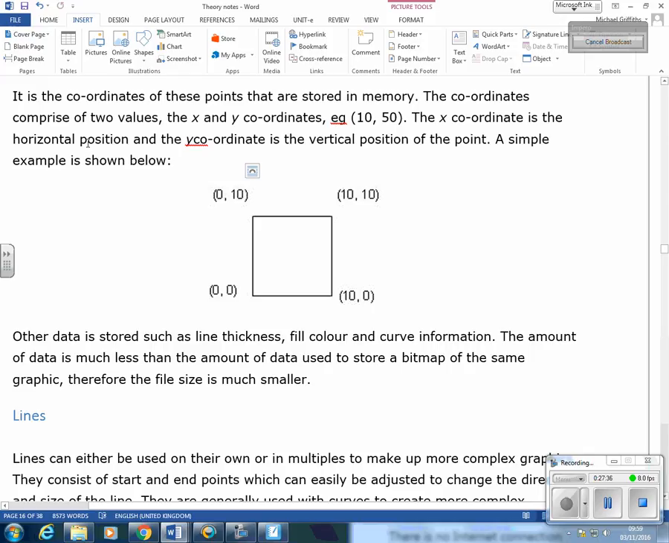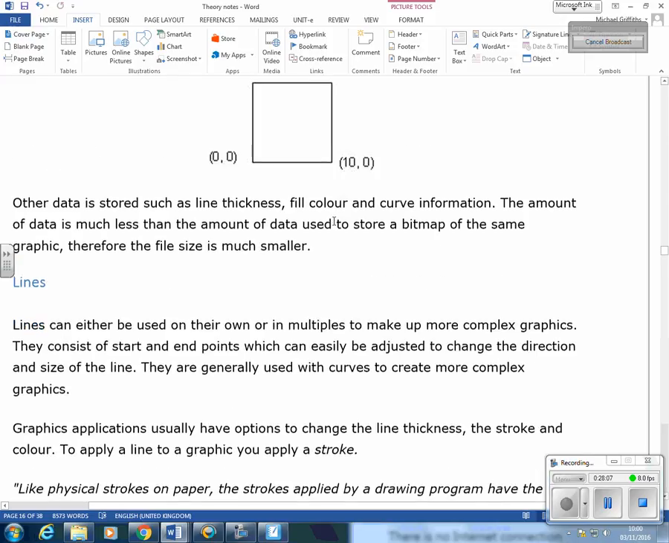Coordinates, are you all happy with coordinates? Right, you've got X and Y coordinate, X and Y axis. X is along, so it's the first one. That's it. So that position there is 0, 0. That position there is 0 along, 10 up. That's 10 along, 10 up. All got it? Yeah. Okay.